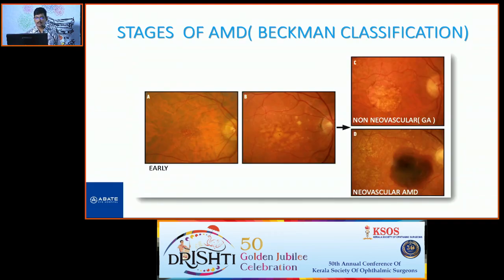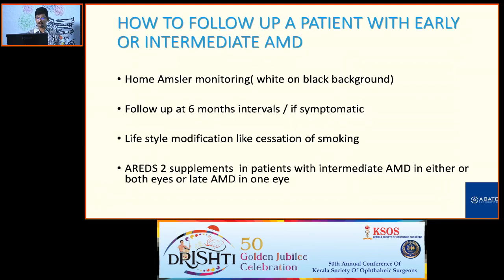So this is a picture of early AMD which progresses to intermediate AMD, and finally it can progress to one of the end effects of intermediate AMD, that can be either a geographic atrophy or a neovascular AMD. So how to follow up a patient with intermediate AMD? This patient should be followed up ideally at 6 months intervals in the clinic. In the gap between, the patient has to monitor himself at home with an Amsler chart, preferably with white lines on black background.